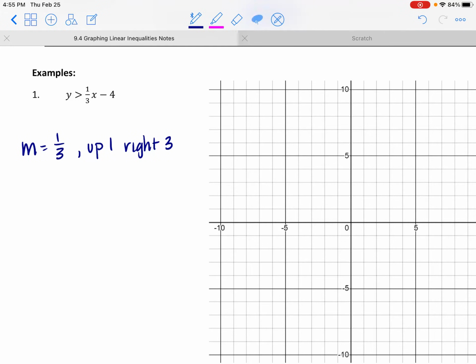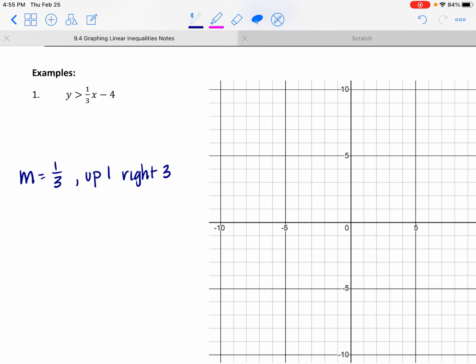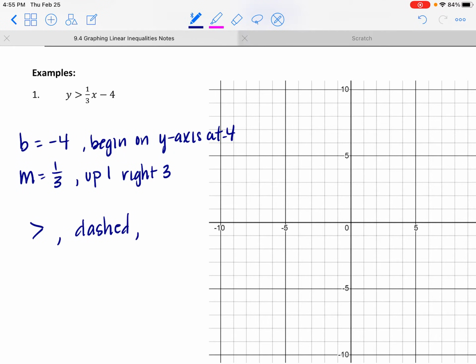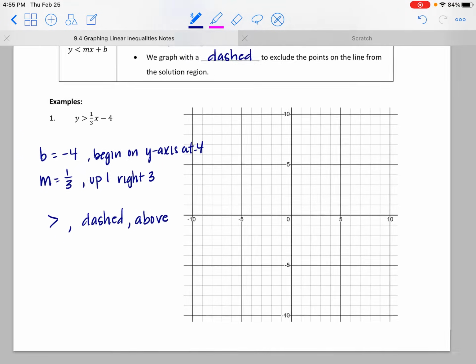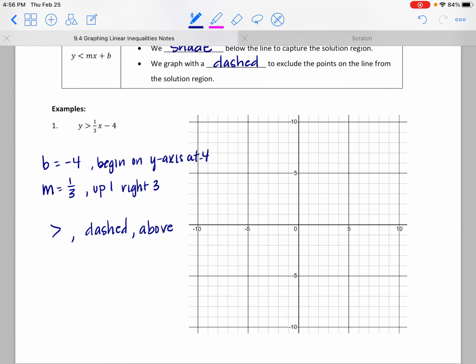And the one point we're going to start with is b. So if b, our y-intercept, is -4, that's where we begin. Begin on the y-axis at -4. Okay, so we're going to start at -4, move up 1, right 3 from there to make another point. And then because our symbol is a greater than symbol, that tells me to use a dashed line because we're not equal. And it tells me that because it's greater, we want to shade above our line. Okay, so all that information picked out of that inequality there.